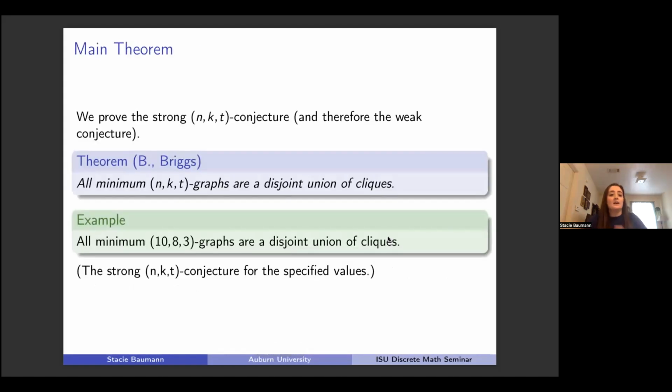Okay, so again, in our paper we proved the strong NKT conjecture, and that proves the weak one. So today, what I want to do is go through an example that'll show you how the proof goes. I'm not going to prove it in general for you today, but we'll go through how to prove that the minimum (10, 8, 3) graph is a disjoint union of cliques.